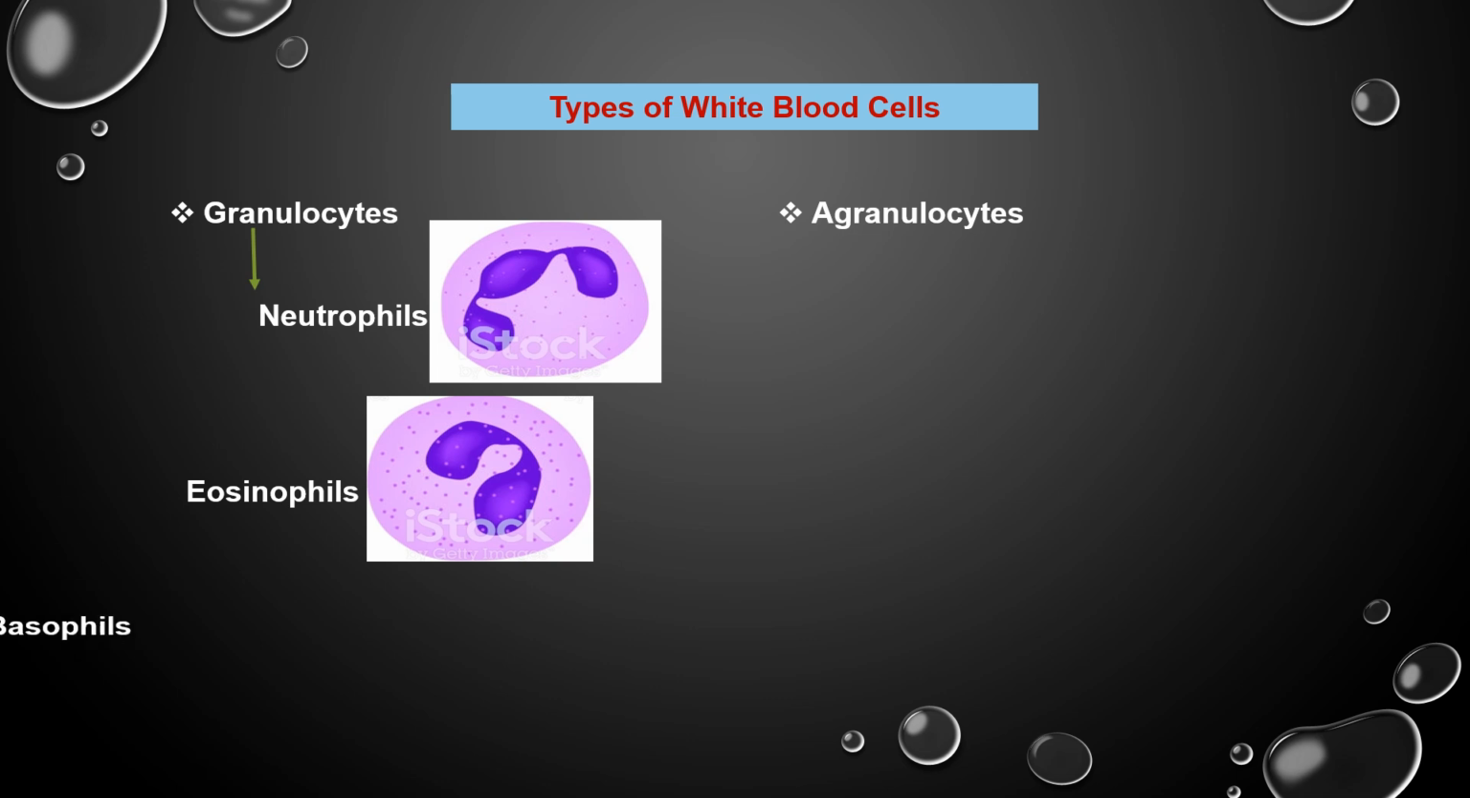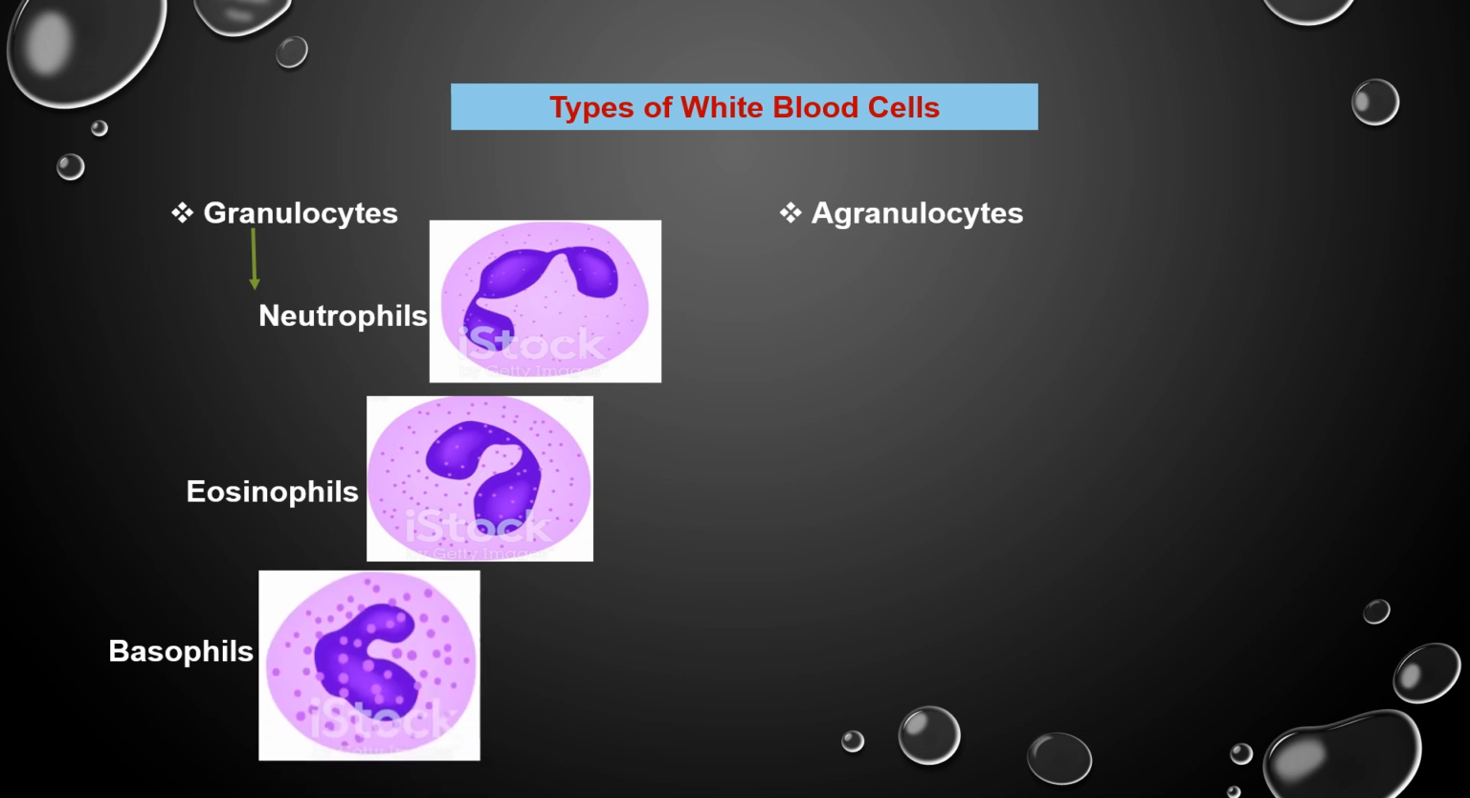Third one, basophil. Basophil has a lobed nucleus. They form 0.1 to 1.0% of total leukocytes. They release chemicals during the process of inflammation. Inflammation means an allergy condition where muscles will bulge. That is called inflammation.